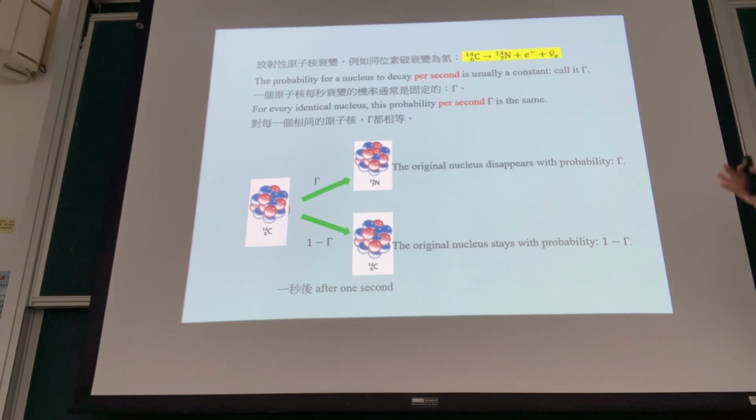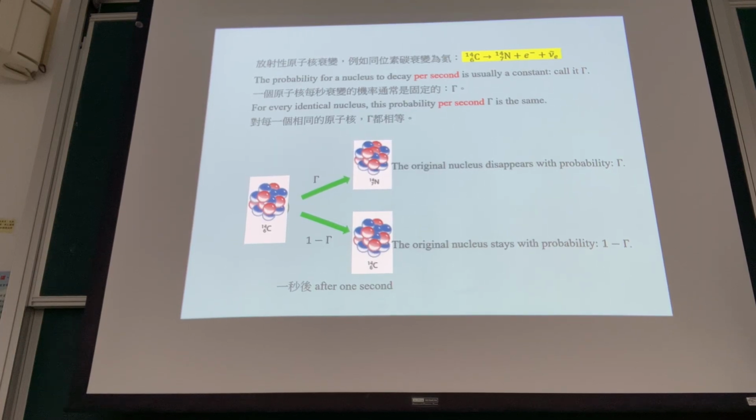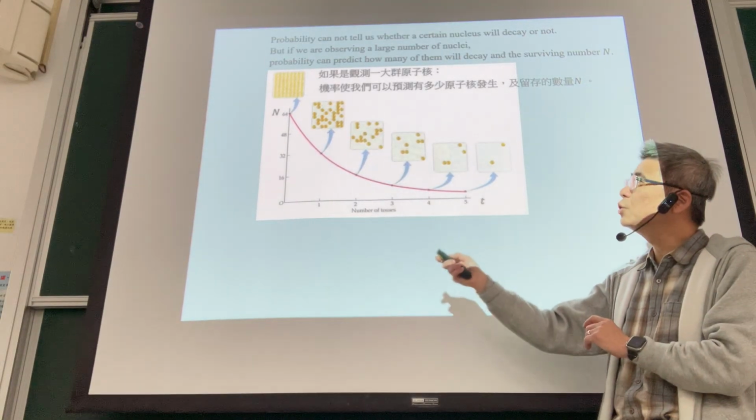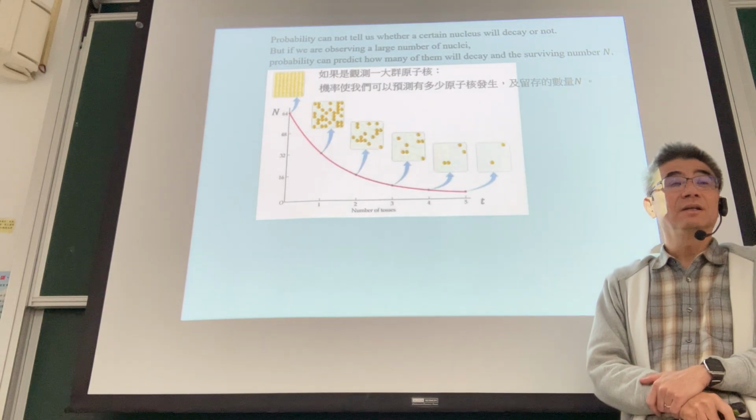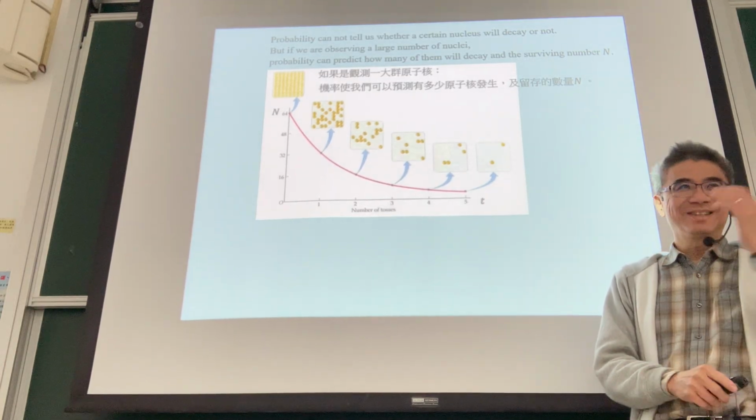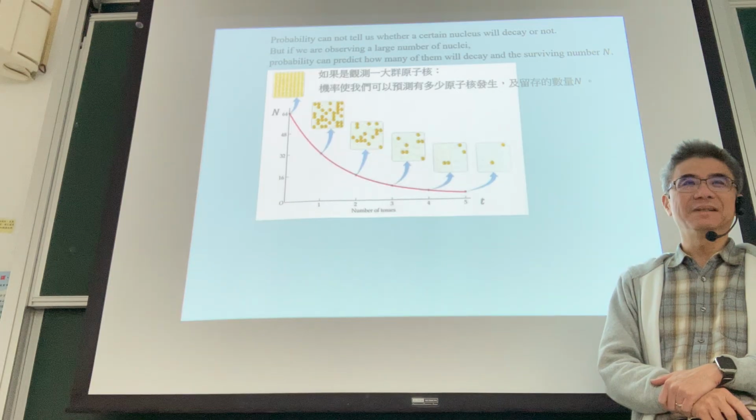Any question? This is the starting point of our whole calculation. If there is any question, you better ask now. So the original nucleus will disappear with the probability of gamma per second. That means the original nucleus will stay with the probability of 1 minus gamma. So even though you do not know whether a single nucleus will decay or not, if you have a huge box of the nuclei, then you can predict the number of decays that will happen in the next second.